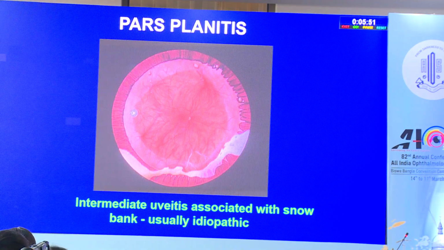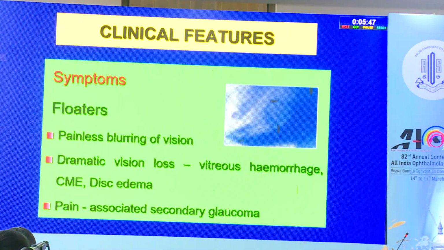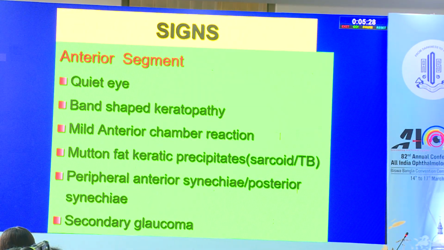divided intermediate uveitis into 3 types: pars planitis type, non-pars planitis type, and that associated with multiple sclerosis. And this is the pars planitis type. You can see the snowbanking, usually an idiopathic disease. Patients with uveitis complaining of floaters, you should look for vitreous cells and exudates. Painless blurring of vision; dramatic vision loss can occur when there is vitreous hemorrhage, CME, or disc edema, which is rare. Pain can be there when associated with secondary glaucoma.